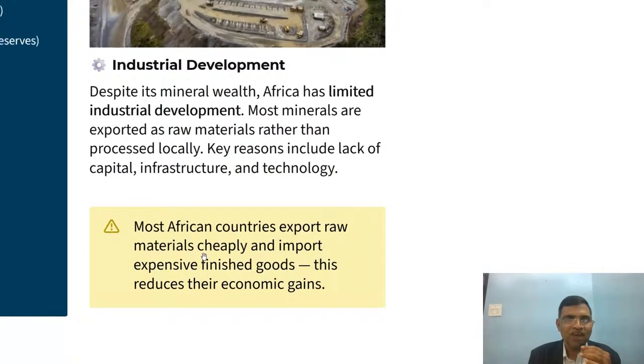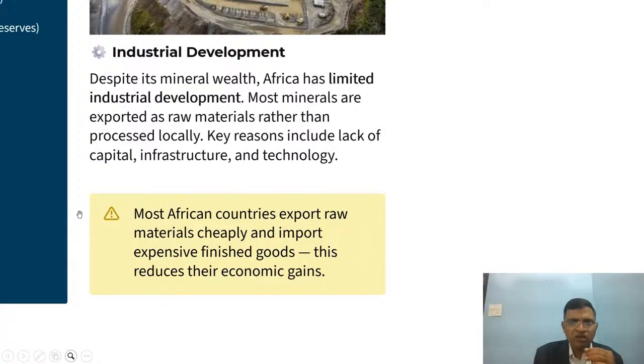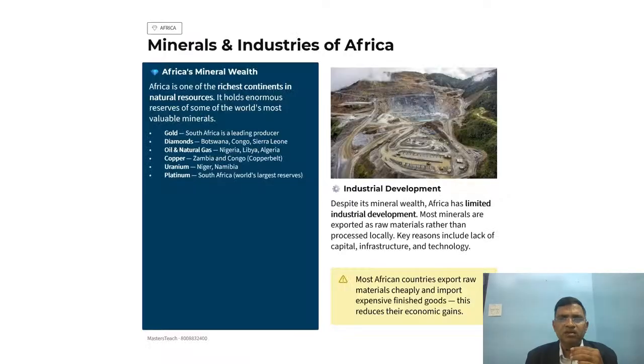Then industrial development. Even though they have many minerals, there is less development compared with other parts of the world. Most of the minerals are exported to other countries like Europe and America. Why do they lack development? Because they have less capital, then poor infrastructure and technology. Most Africans export raw materials and import expensive finished goods cheaply. So this reduces economic growth. Then we'll check the next topic.